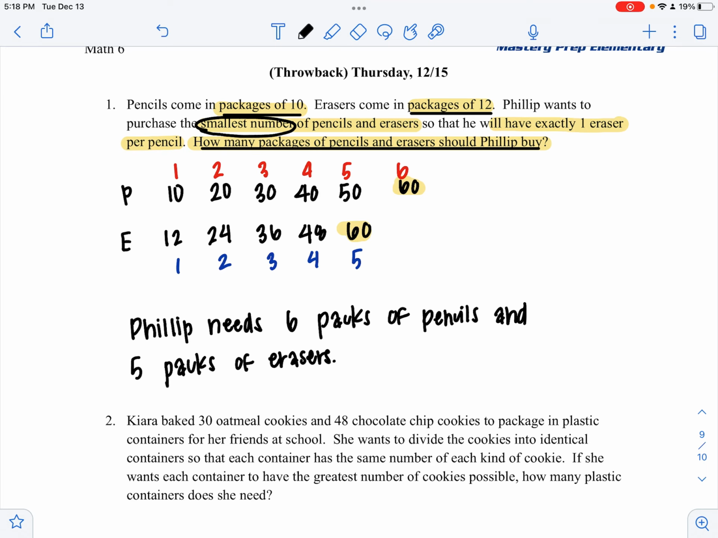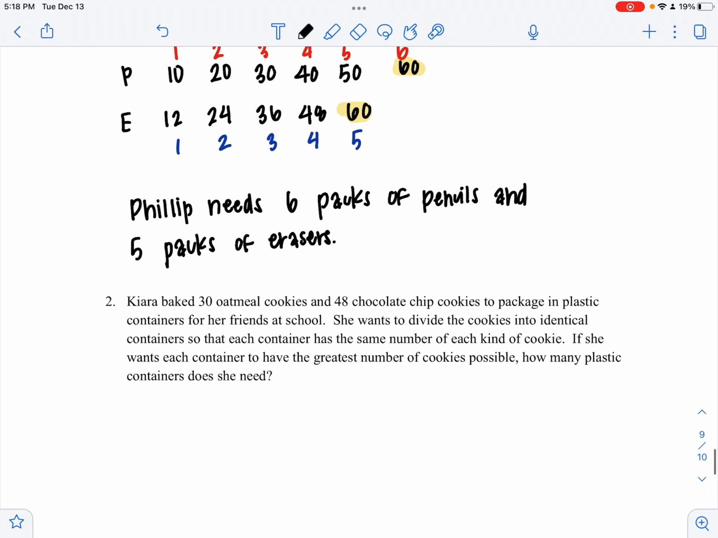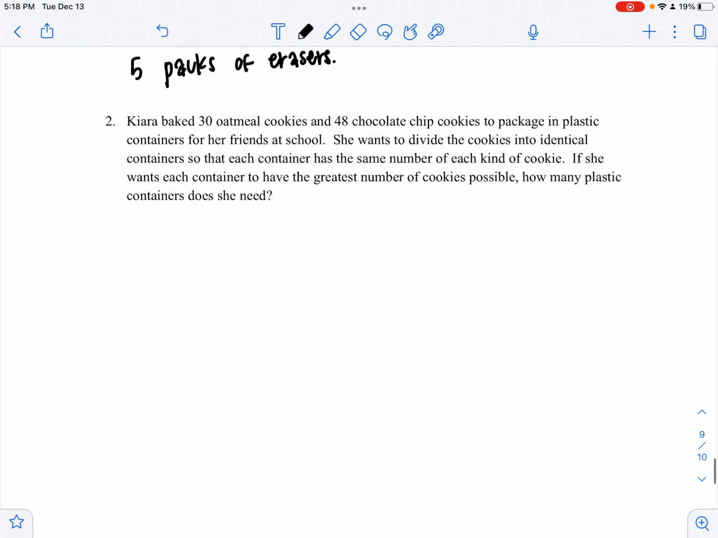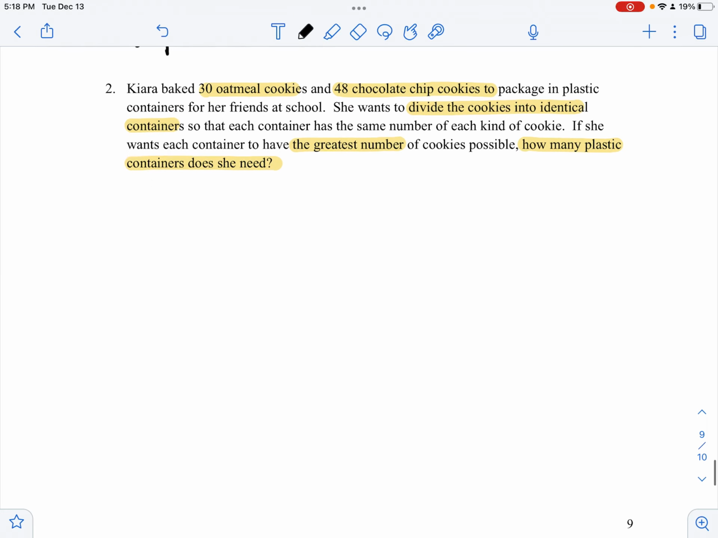That's an LCM problem. Let's take a look at example 2. Kiara baked 30 oatmeal cookies and 48 chocolate chip cookies to package in plastic containers for her friends at school. She wants to divide the cookies into identical containers so that each container has the same number of each kind of cookie. If she wants each container to have the greatest number of cookies possible, how many plastic containers does she need? There's a few key reasons why this is, you guessed it, a GCF problem.